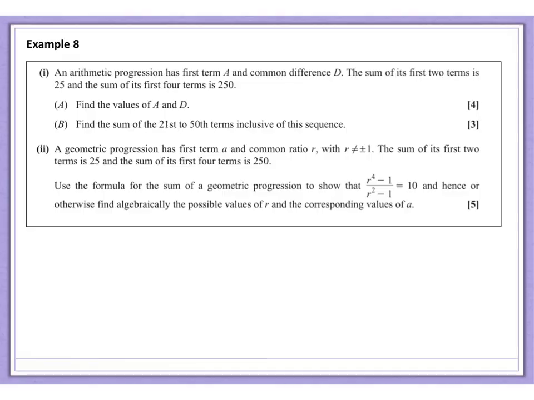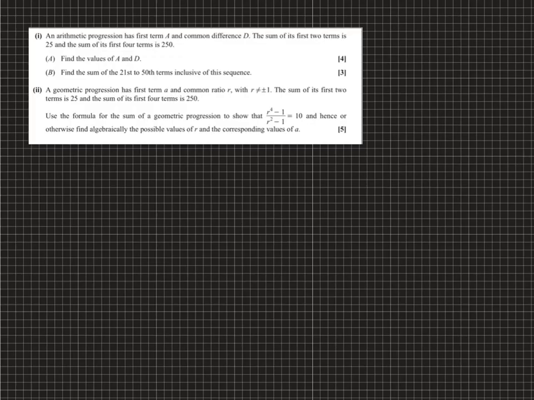Right, example 8. Make sure you have access to this question. We're going to move on to the next page before we start working it out. So, an arithmetic progression has first term a and common difference d. The sum of its first two terms is 25 and the sum of its first four terms is 250. Find the values of a and d.